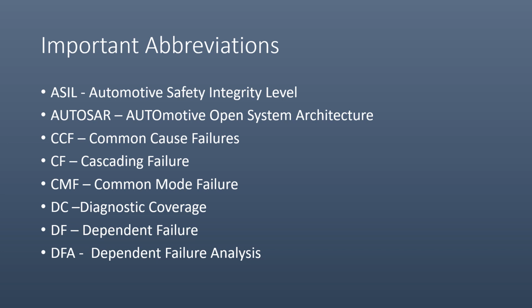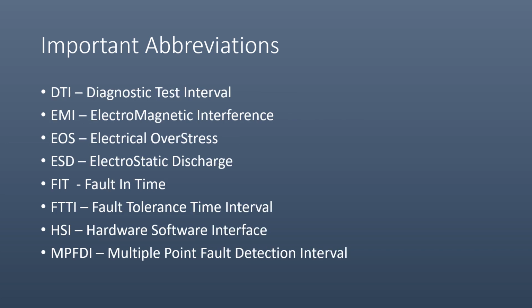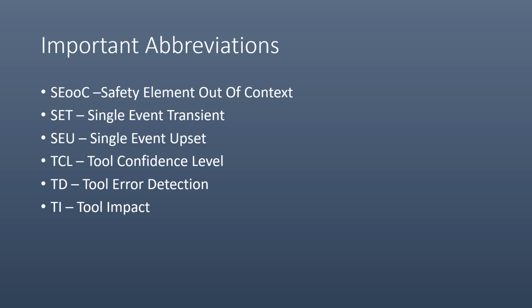Similarly, ASIL, AUTOSAR, CCF, CF, CMF, DC, DF, DFA, all these abbreviations. I think I have made four pages, covering most of the abbreviations which we face in FUSA development. You can have a look at this: DTI, EMI, EOS, ESD. I have tried to put everything in alphabetical order. Yes, that's it: SEOC, SET, SEU, TCL, TD, TI.